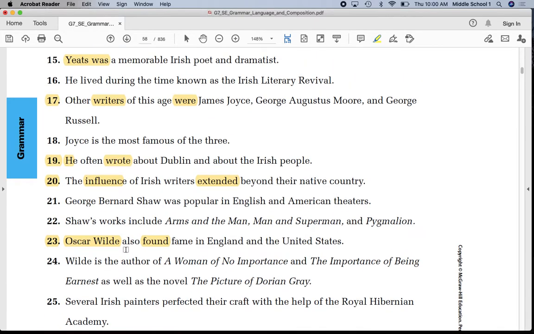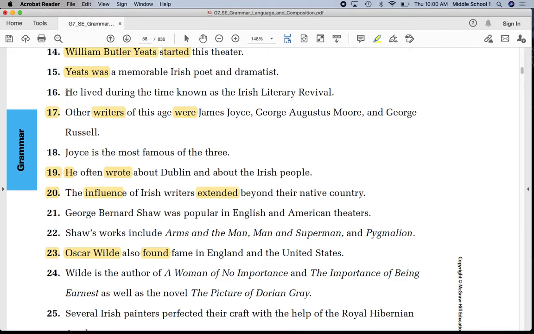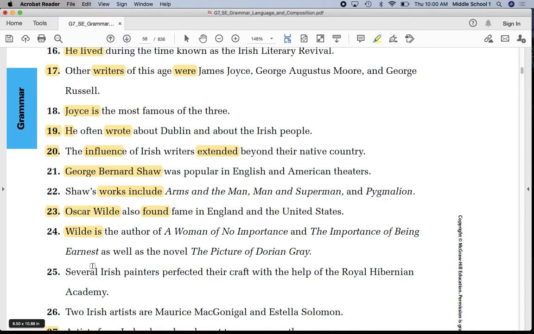The rest of the sentences follow the pattern. He once, lived twice, line between he and lived. Joyce is. When they're together, the line goes between the two. George Bernard Shaw was. Works once, include twice, line between the two. Wilde is. They're together, the line goes between the two of them.